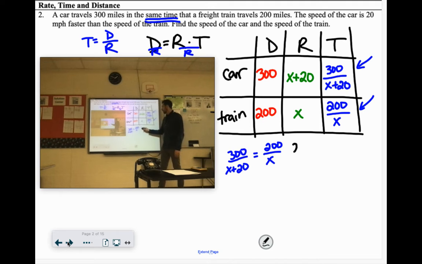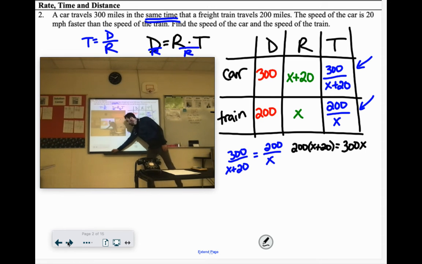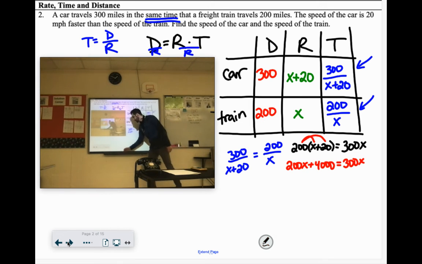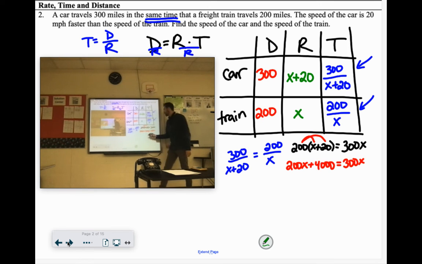So we'd have 200 times x plus 20 equals 300 times x, which is just 300x. So if we distribute, 200x plus 4,000 equals 300x. Let's get the x's on the same side. Okay. Subtract the 200.